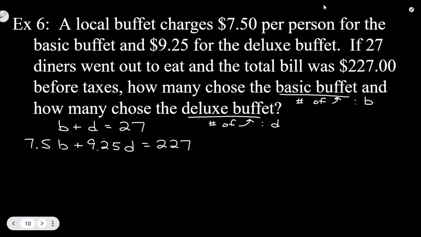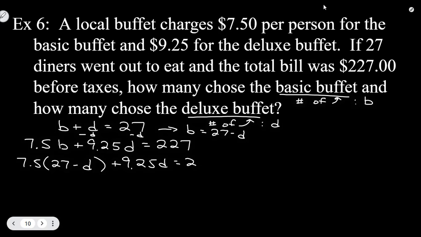And then the easiest one is going to be substitution. Yeah, in this case, probably the easiest would be substitution. So I'm going to go with the top equation. What variable would be the easiest one to get by itself? Yeah, they're the same. So get the B by itself, subtract D. So B equals 27 minus D. Now we are going to go over here and replace the B with what we just found, 27 minus D, plus 9.25D equals 227.